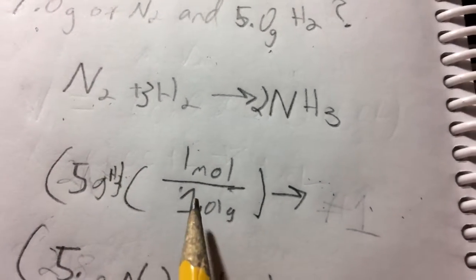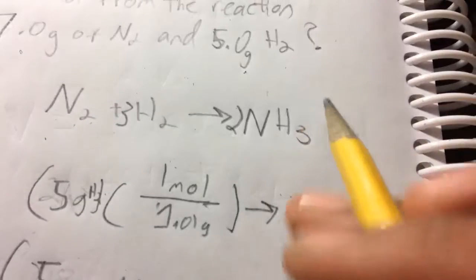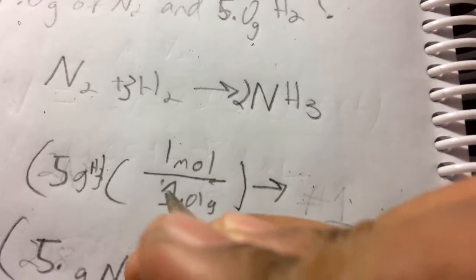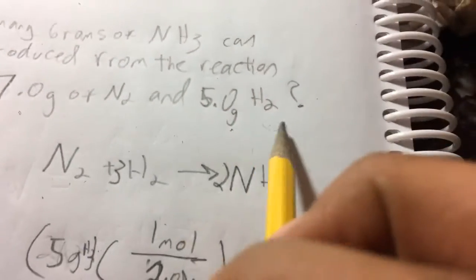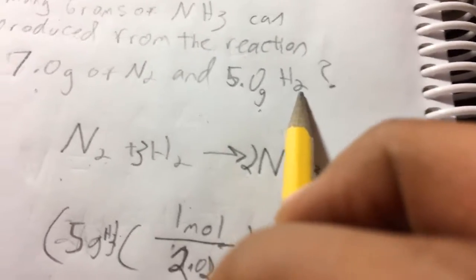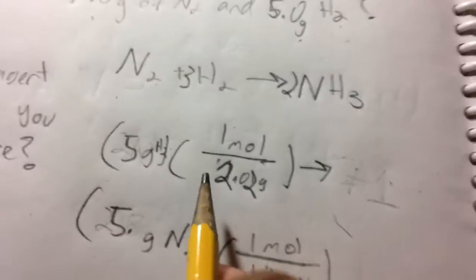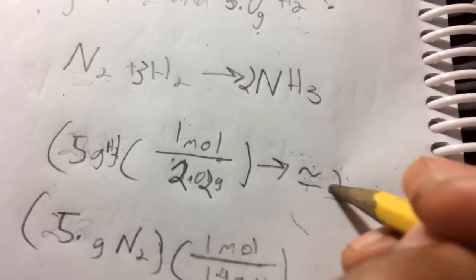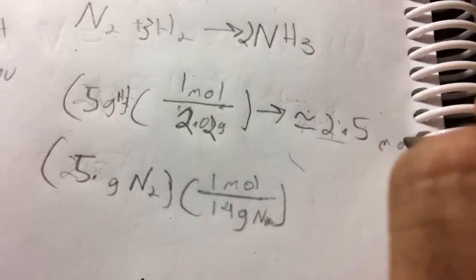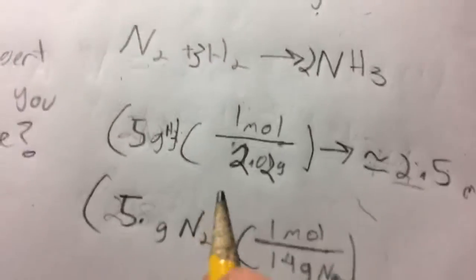and then you want to put your molar ratio, so for every 1 mole, you get 1.01 grams of hydrogen. Actually, that's H2, so that'd be 2.02, because hydrogen alone is 1.01, but since there's a 2 there, you multiply it by 2. So that number is probably going to be super small. Let's say that's approximately 2.5 moles.